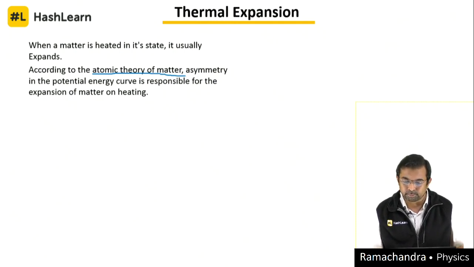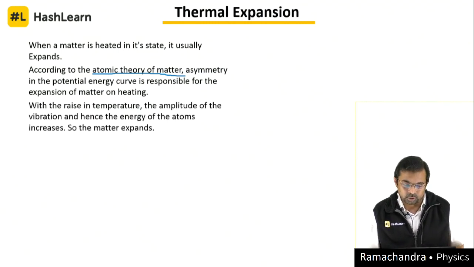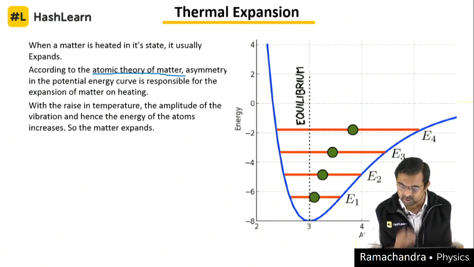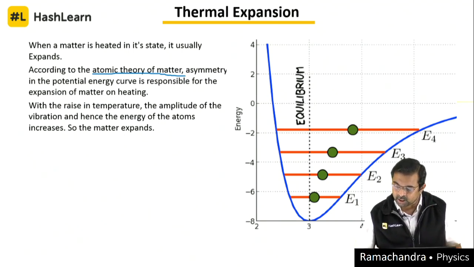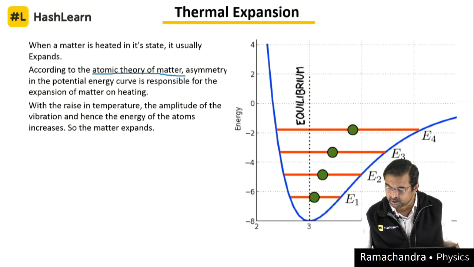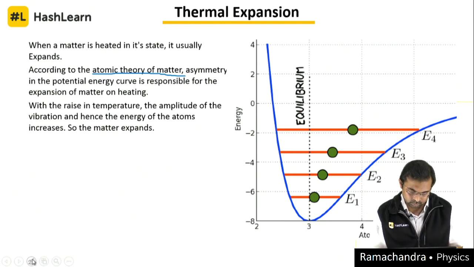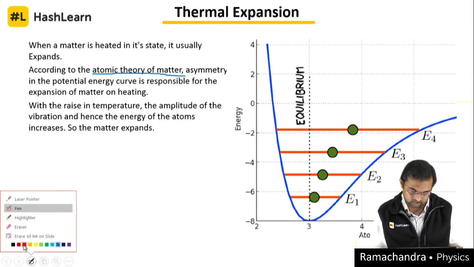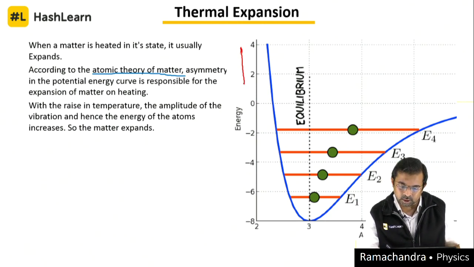So atomic theory of matter, there is an asymmetry in that one. Let's try to take that picture. So with the rise in temperature, the amplitude of the vibration is going to increase. So this is the reason. So let's take up this diagram here. This is the atomic separation, which generally is written as R naught. And this is the energy the atoms are going to gain.